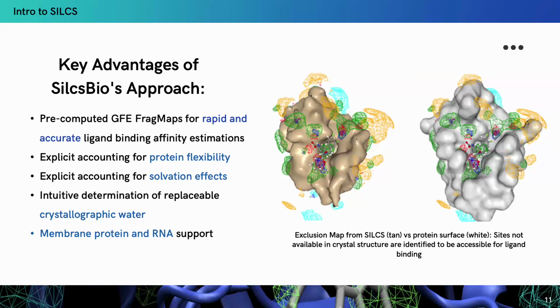We note that frag maps explicitly account for protein flexibility. This is important because we know the protein can undergo local conformational changes in the presence of different ligands. The frag maps account for desolvation effects, and this refers to the normalization procedure which we described earlier. In addition to globular proteins, we also support membrane proteins such as GPCRs, ion channels, and transporters. We also have a specifically optimized protocol to apply the same method to RNA targets.